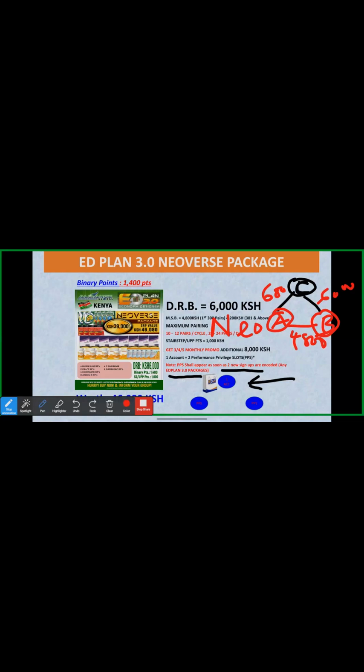The system itakutolea additional 2 accounts. Itakutolea 2 accounts. Let me use a different ink. Itakutolea 2 accounts, one hapo, one hapo. So utakuwa na Christine number 1, Christine number 2 ndio hiyo, and Christine number 3 ndio hiyo. So these people will be pushed down and you'll be finally getting your 2 additional accounts.